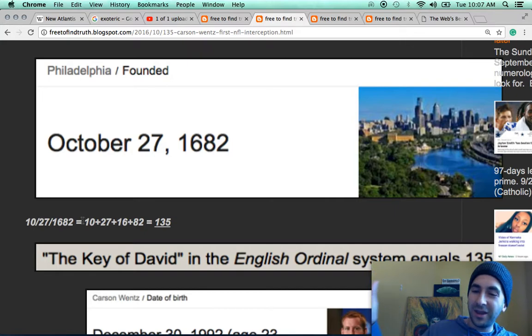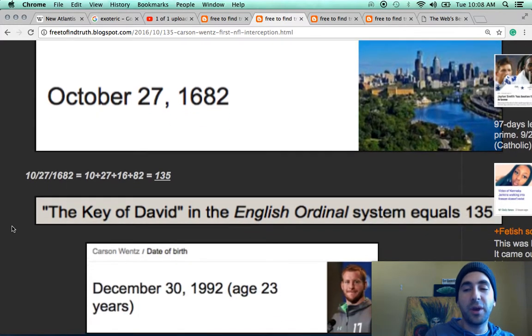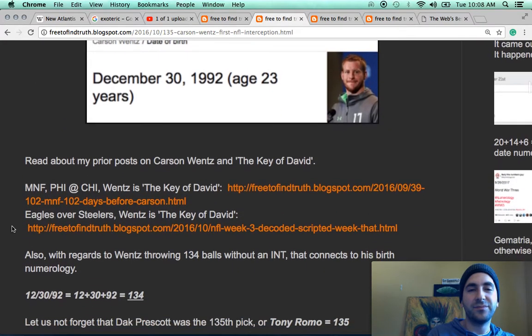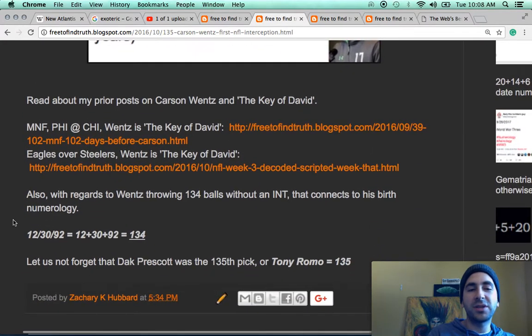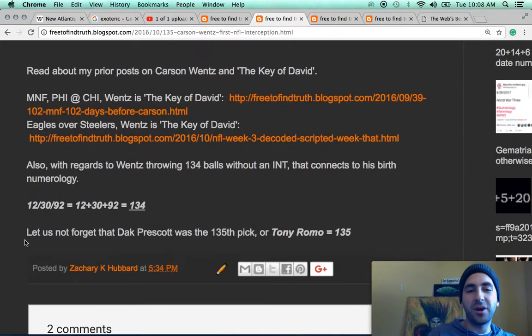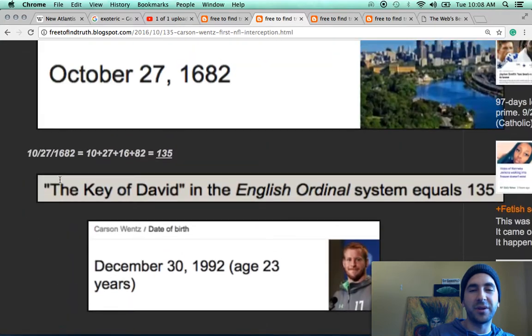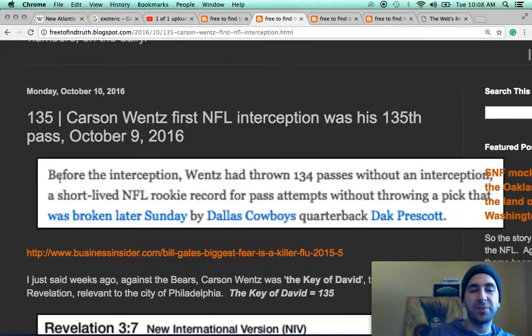You know why? Because they've been following this Kabbalah code back to forever. You know, this has been going on a long time. This is what was brought to Europe after the Crusades. You see? Carson Wentz, his birth numerology, also 134. You know, that's another special biblical number connected to the destruction of the temples in Jerusalem.